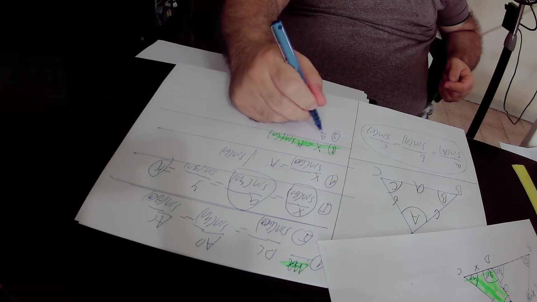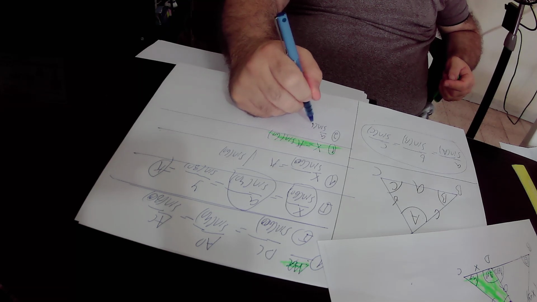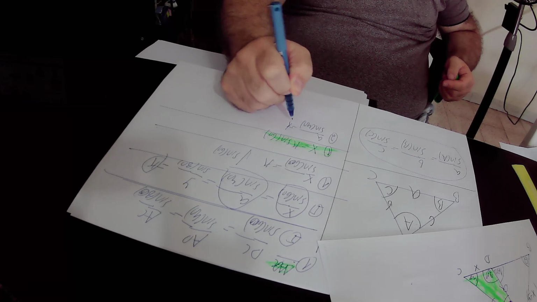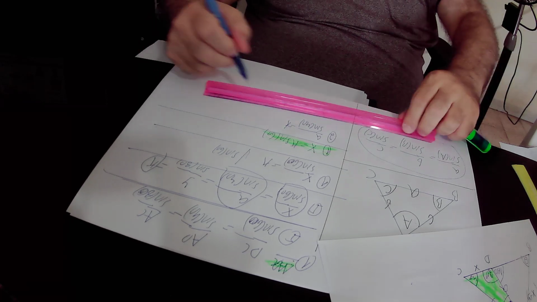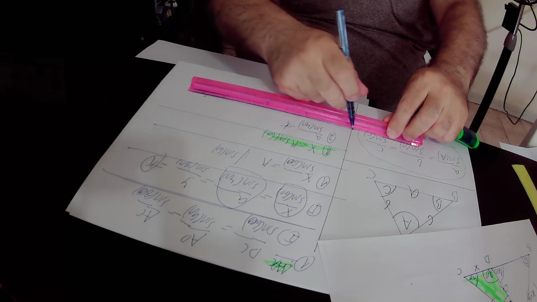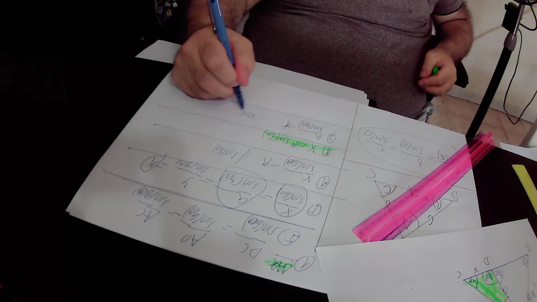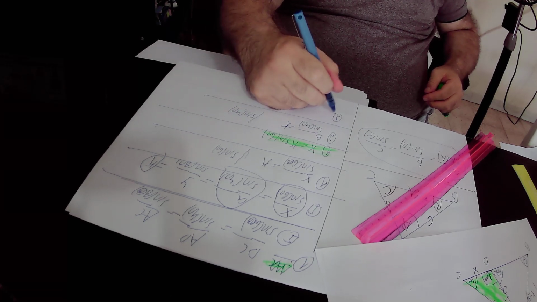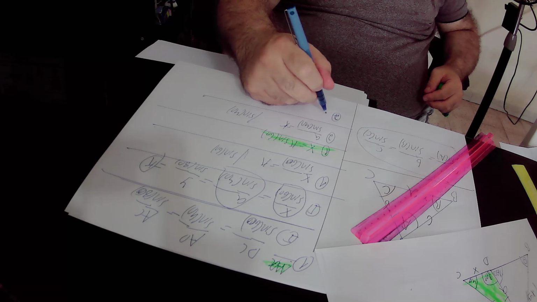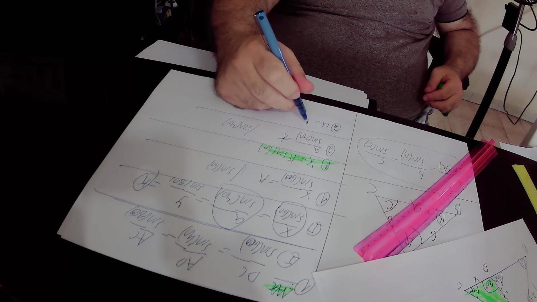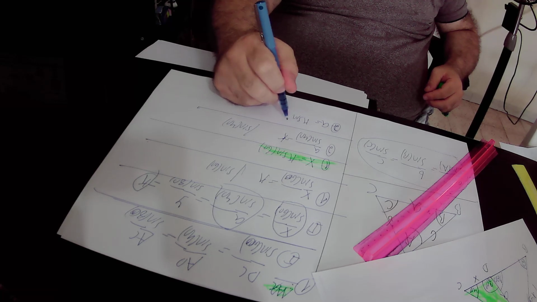a over sine 40 degrees equals k. Here we'll multiply this equation number 2 by sine 40 degrees, and we get that according to equation number 2, a equals k times sine 40 degrees.